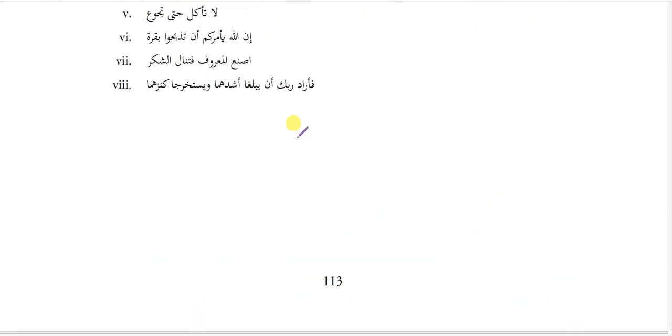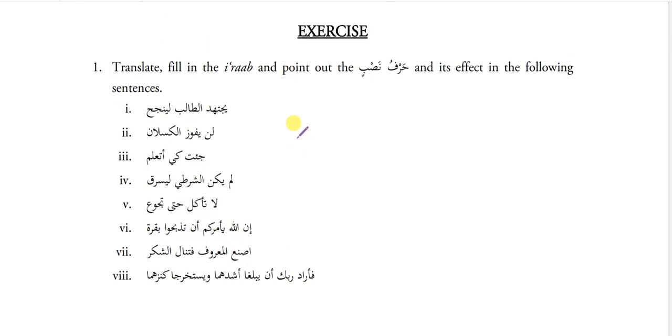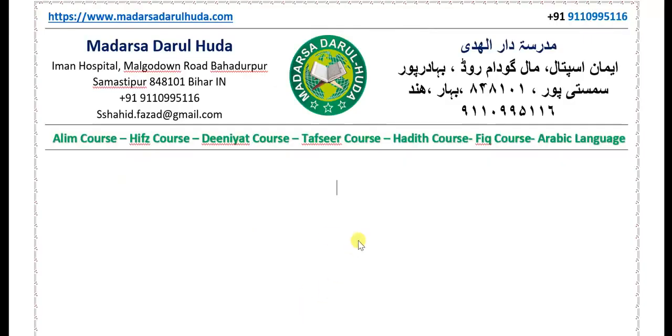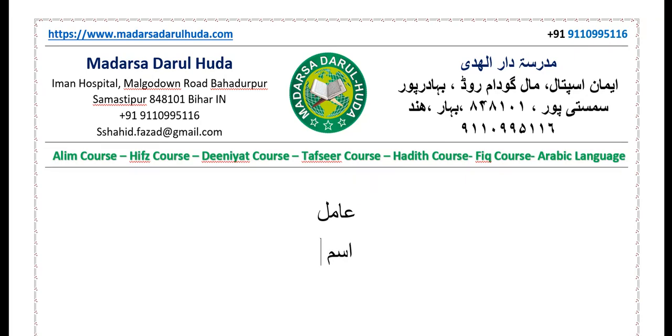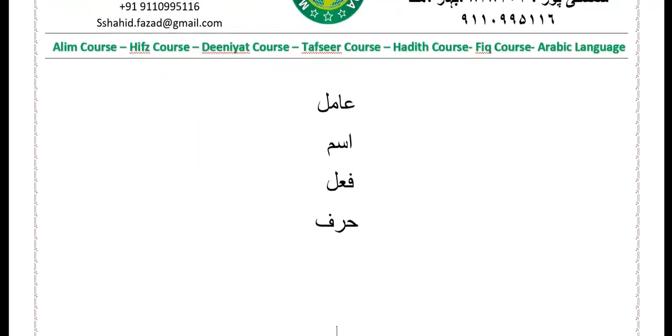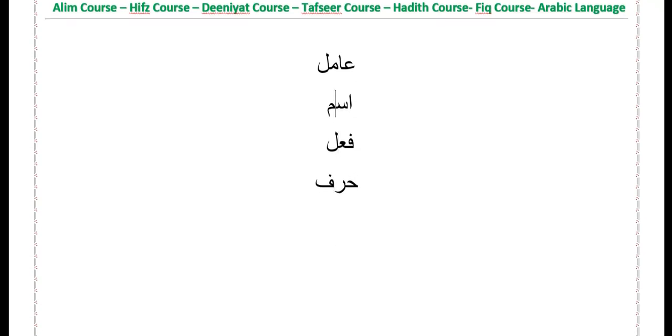Okay, so before solving the exercise, let's understand this. Let's summarize all those things. Let's understand this on the board. Awamil. We have already understood about awamil. There are 3 types of awamil: awamil which is ism, awamil which is fail, and awamil which is harf. So an awamil can be ism, fail, or harf.